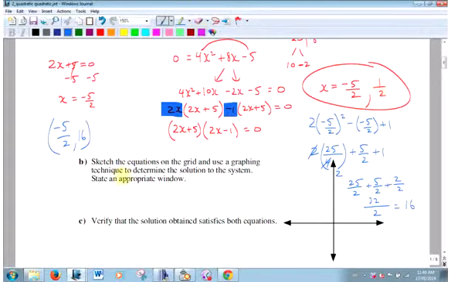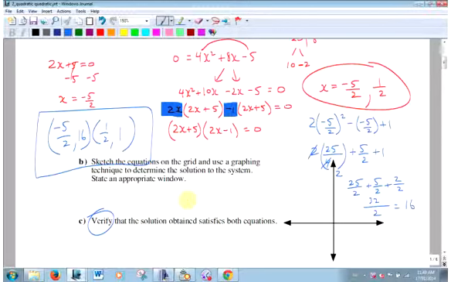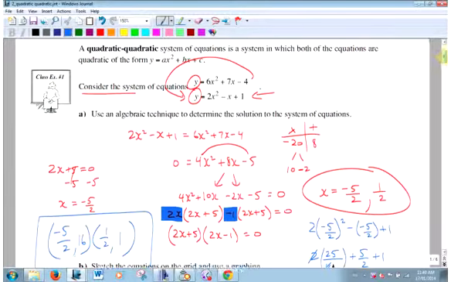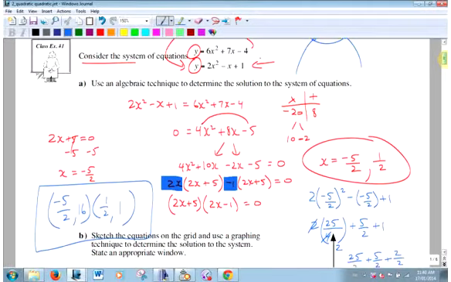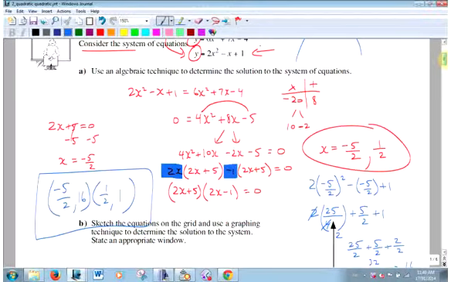Plug the other one back in, get the other one. You know how to do that. You should get 1. That one looks nicer. That's the solution. You should verify. If it were me on my test, I would, but I'm not going to do that here. That's the two places where that parabola crosses this parabola. I don't even know what it looks like and I don't care. That's where the solutions are. So same as yesterday, only we've got another parabola.